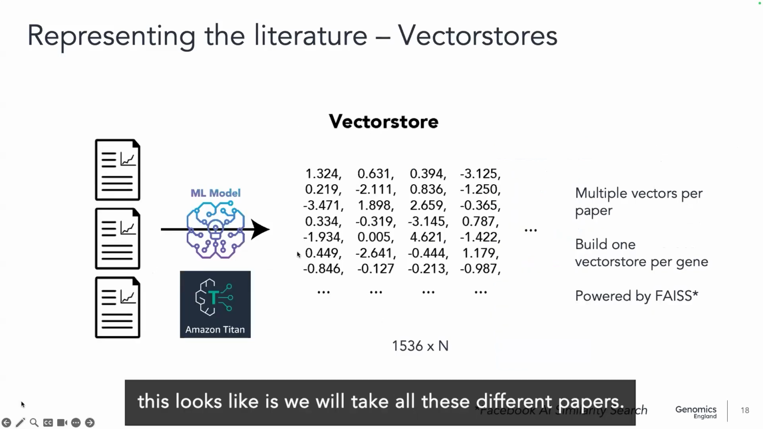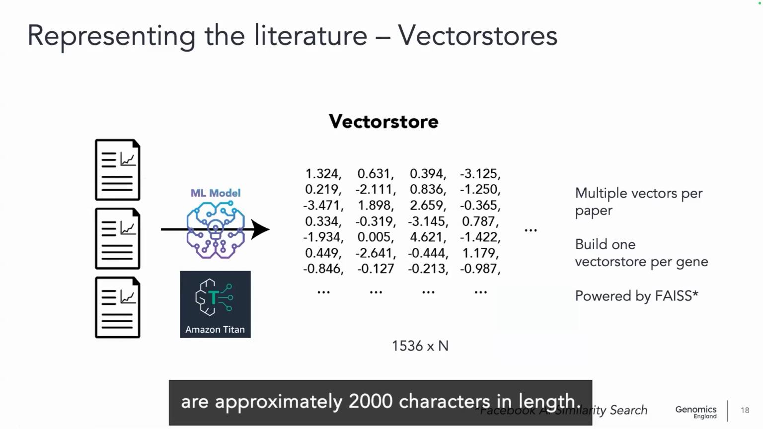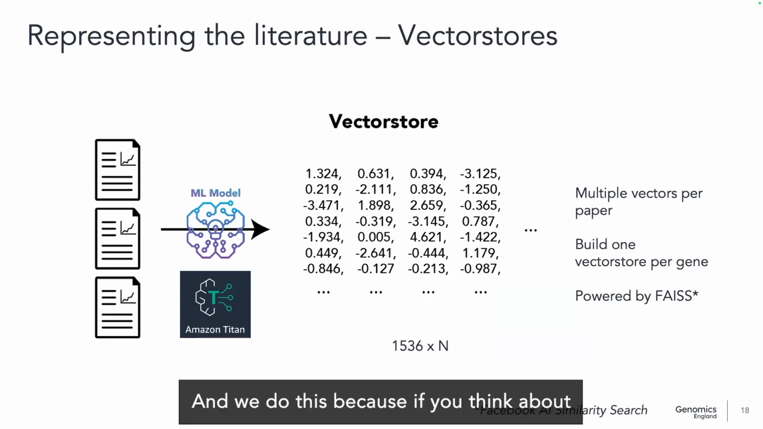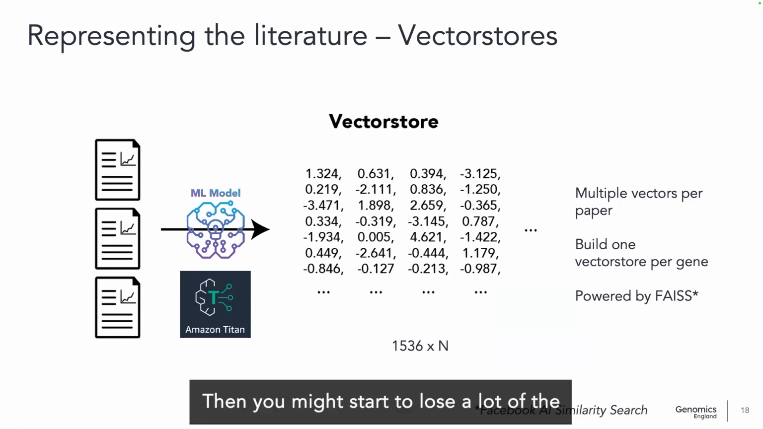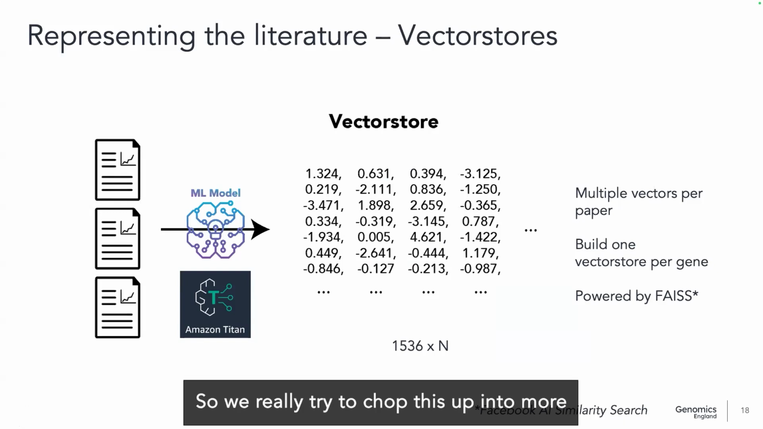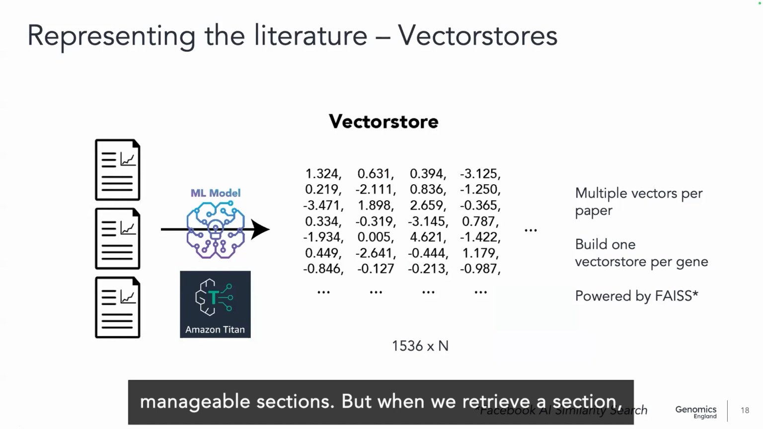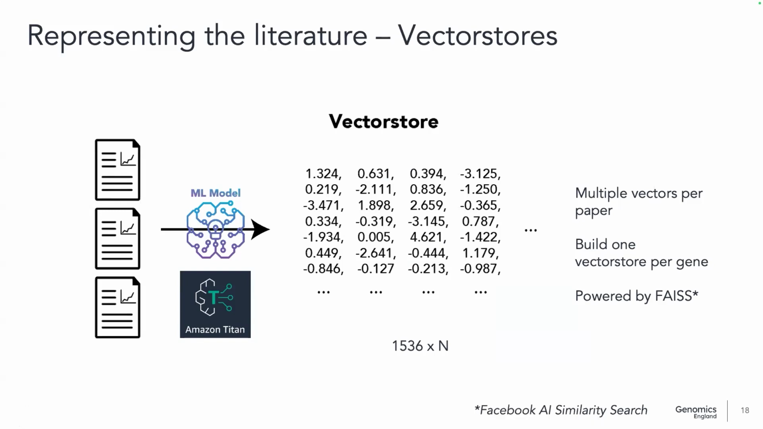So essentially what this looks like is we will take all these different papers, we will chop them up into different chunks, and these chunks are approximately 2,000 characters in length. And we do this because if you think about all the meaning that there is in an entire paper, then you might start to lose a lot of the signal as you're expanding the scope of that. So we really try to chop this up into more manageable sections. But when we retrieve a section, that means that entire paper is likely valuable.